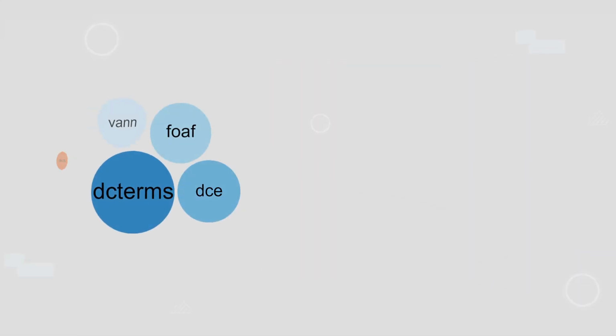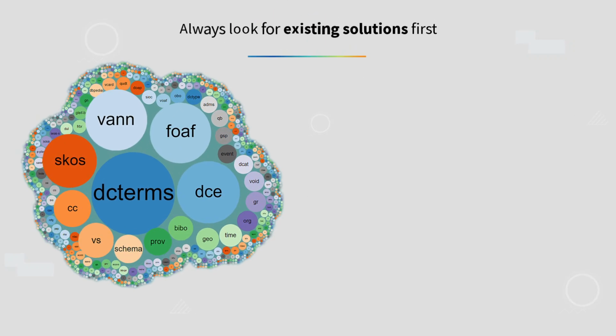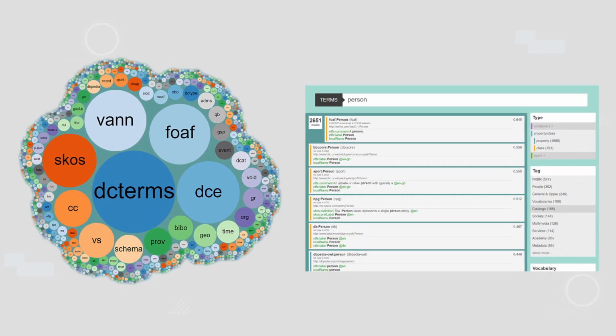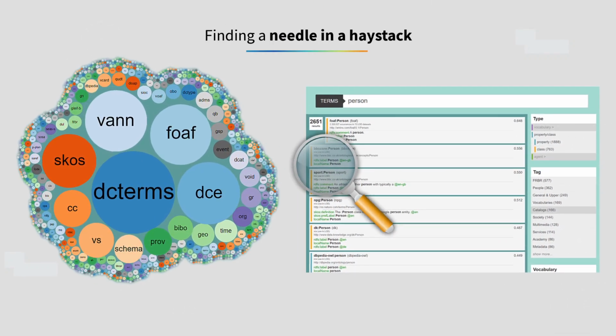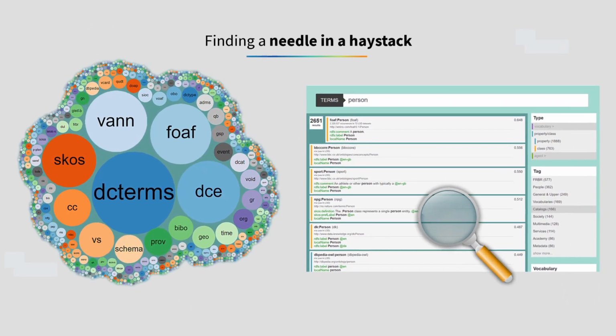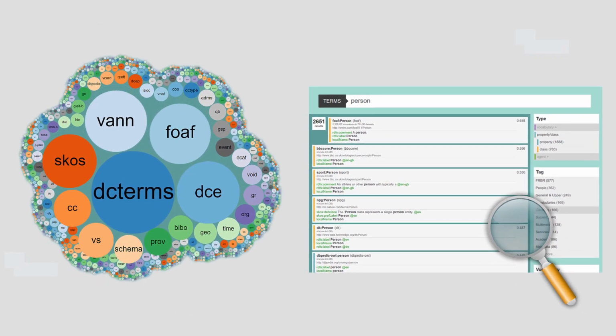When working with data models, professionals always look for existing solutions first. There is no point in reinventing the wheel. Unfortunately, finding that exact concept that suits your needs can be like finding a needle in a haystack, consuming a large amount of time and discouraging some ontologists or semantic modelers from applying this best practice.